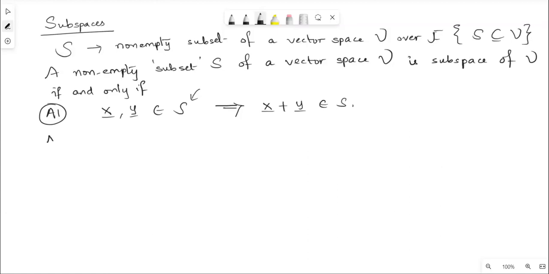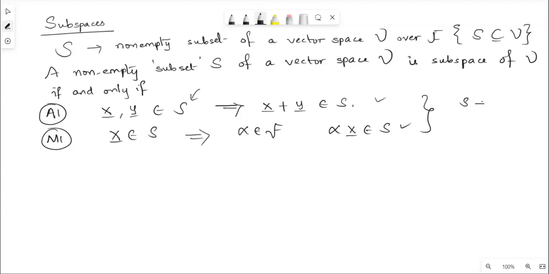And second, it should also satisfy this property: for every vector belonging to this subset S, and every scalar defined over field F, the multiplication of the scalar times the vector should belong to this subset S. Only after satisfying these two properties can we say that S is a subspace of vector space V.